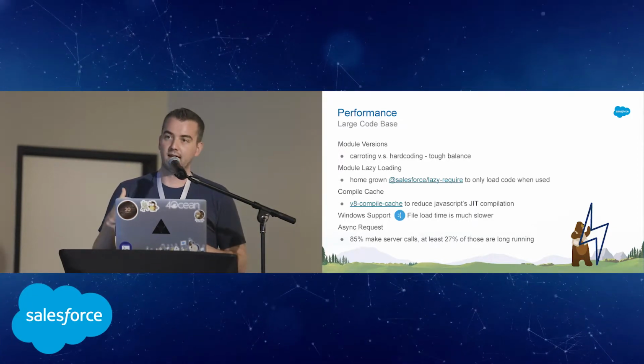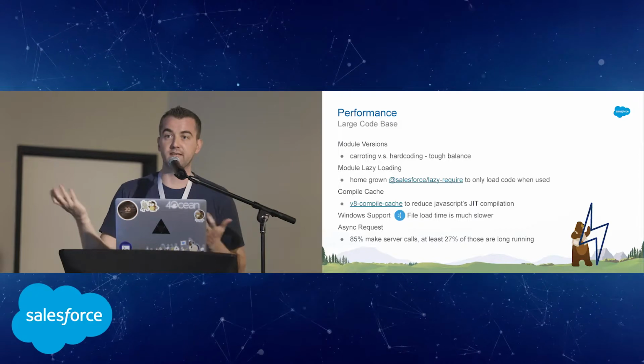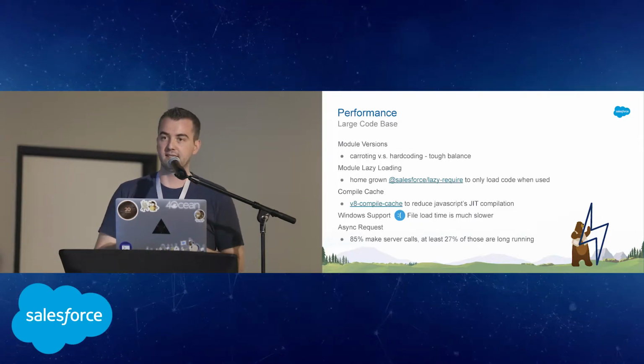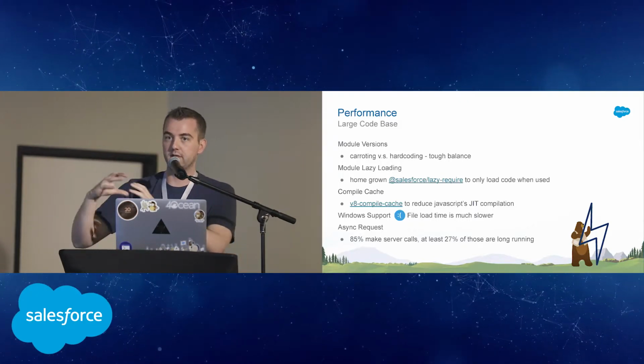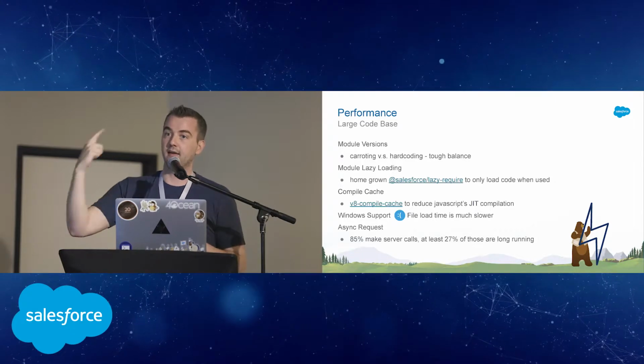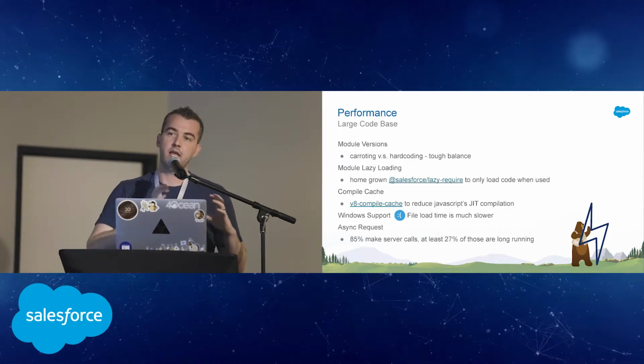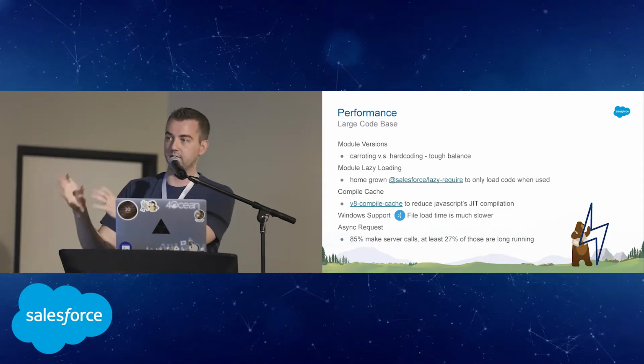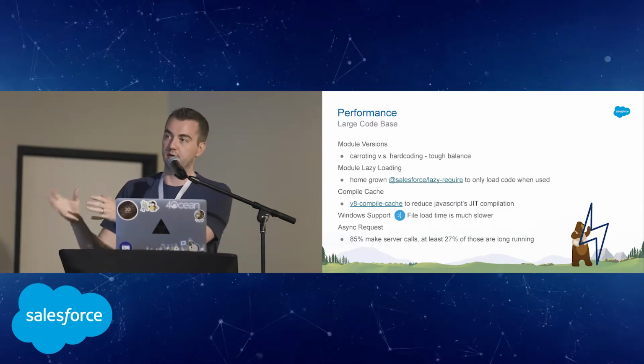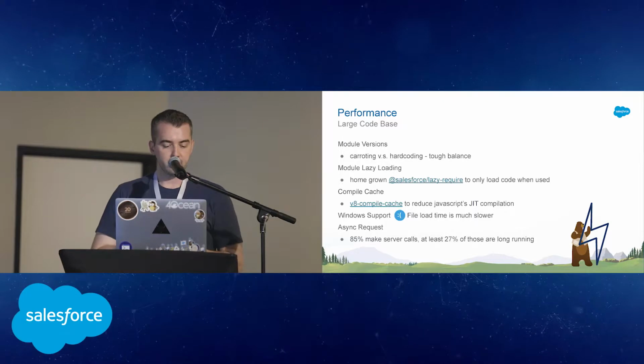We also use compile cache. So Node just uses V8 behind the scenes, which uses a JIT compilation to turn the JavaScript code into bytecode. And so that happens every single time you run a command. And so by using the compile cache, it will actually compile those bytecodes or cache those bytecodes for you, so you're not doing it every single time.